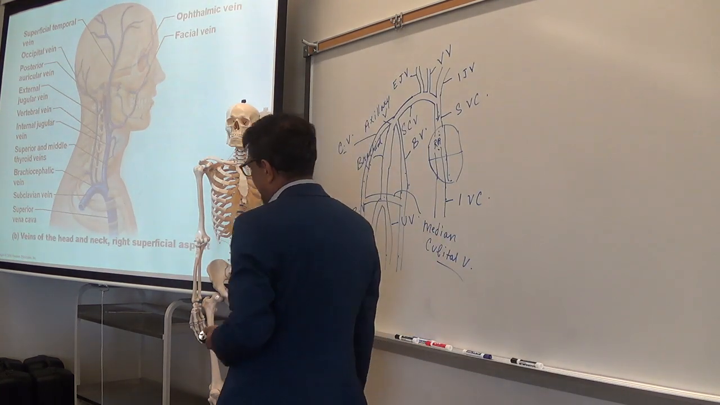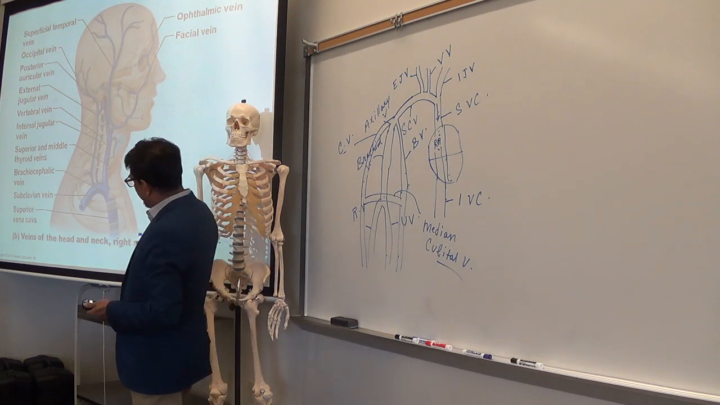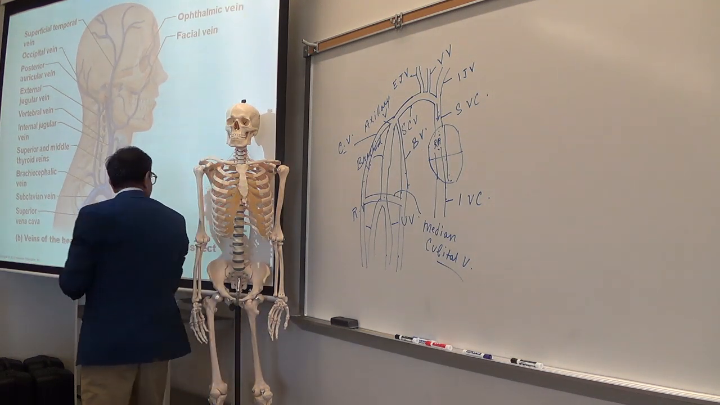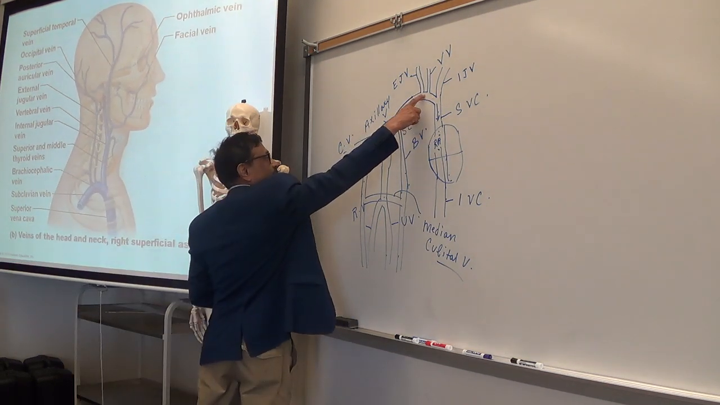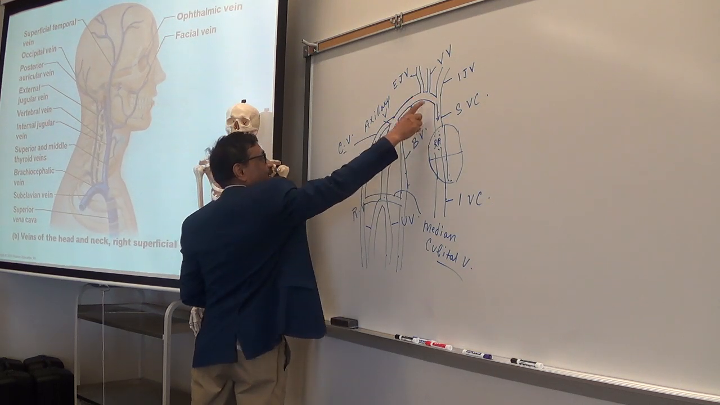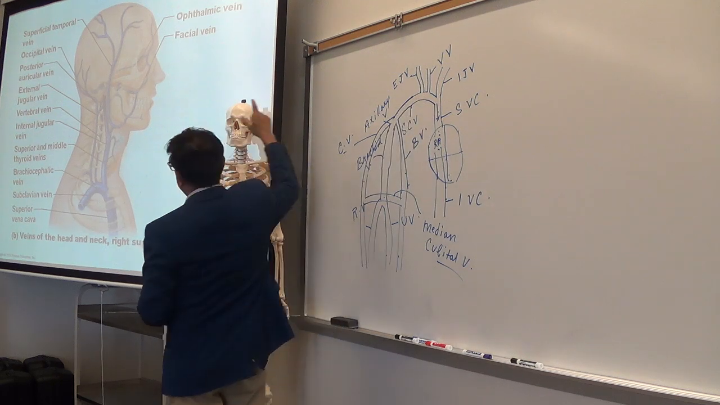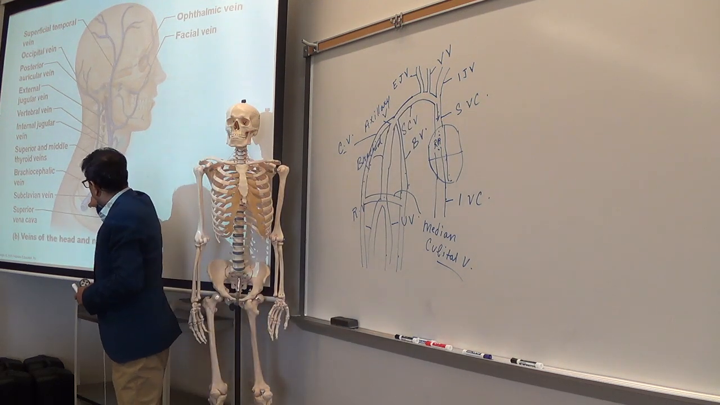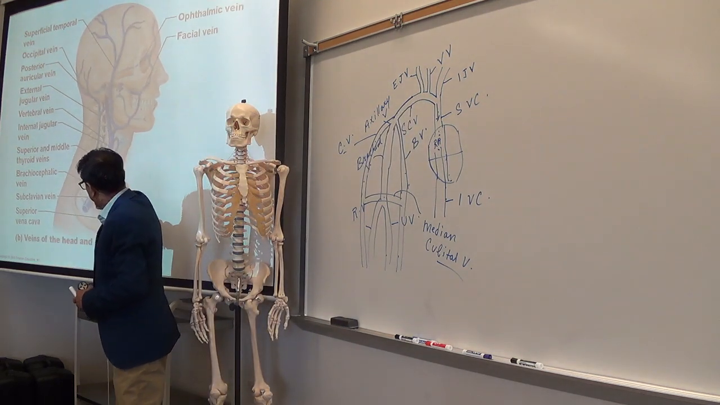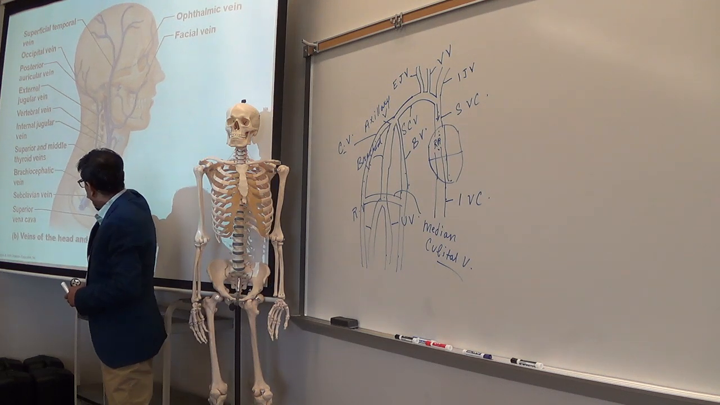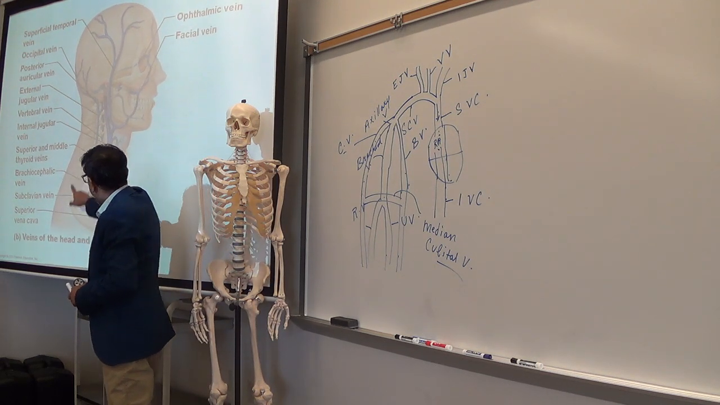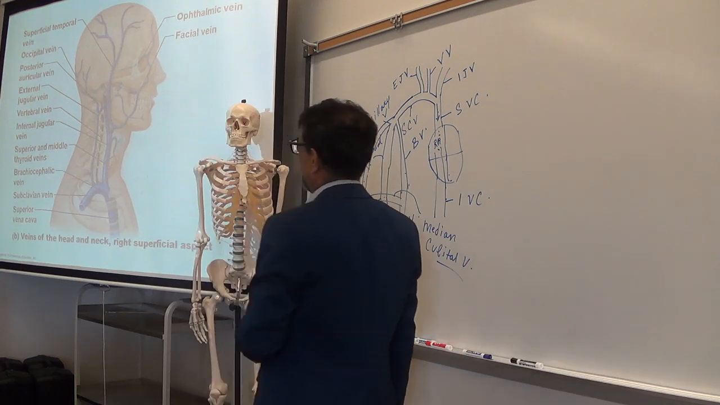So here, you see, this is the subclavian. That means this one, right? Subclavian vein. This is the internal jugular. So subclavian, this is internal jugular. This is subclavian. And this is the vertebral vein. This is the external jugular vein.